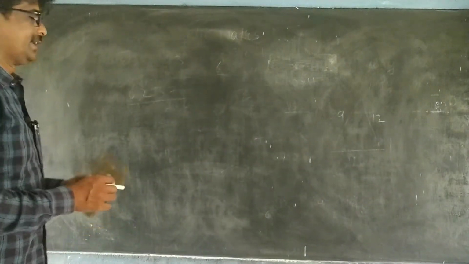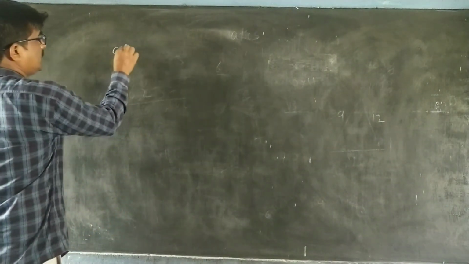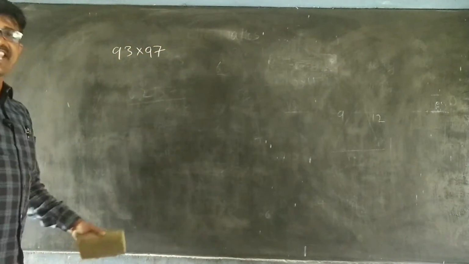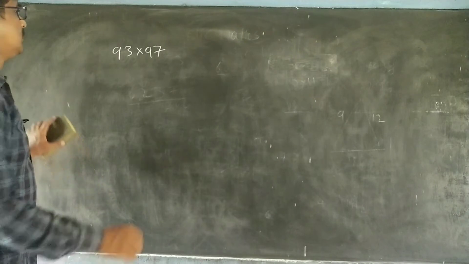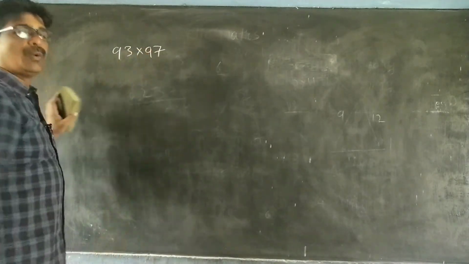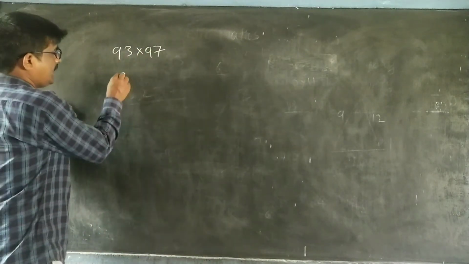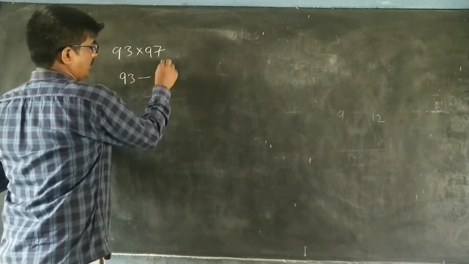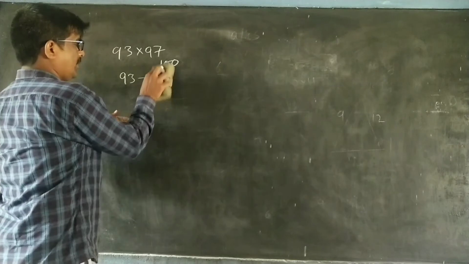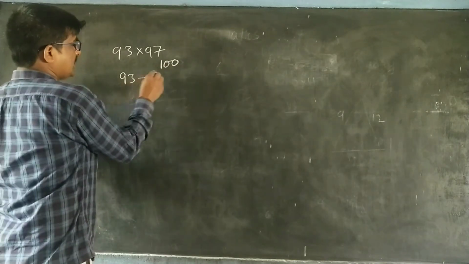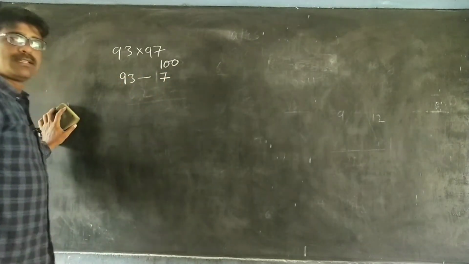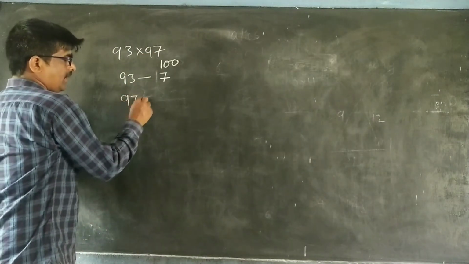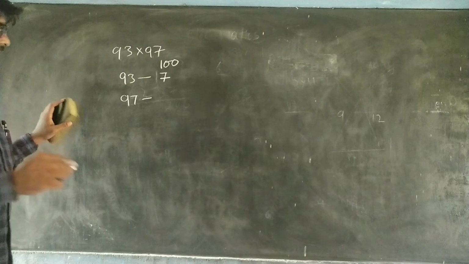Again, one shortcut. For example, 93 into 97. How do we have to multiply? Is there any shortcut here? Simple. 93 into 97. 93 is nearer to 100, so the base is 100. It is 7 less. And 97 is 3 less.